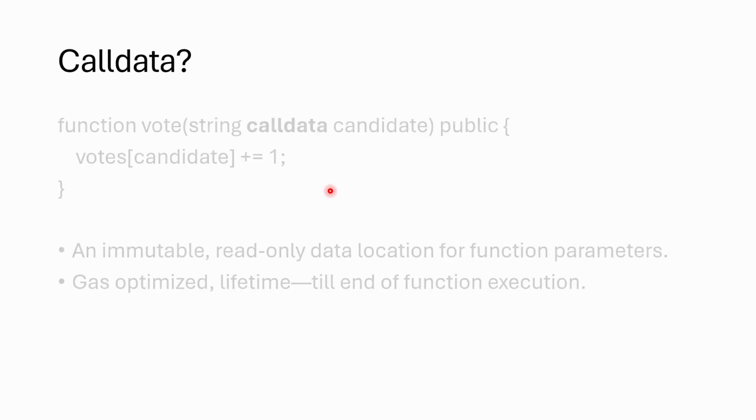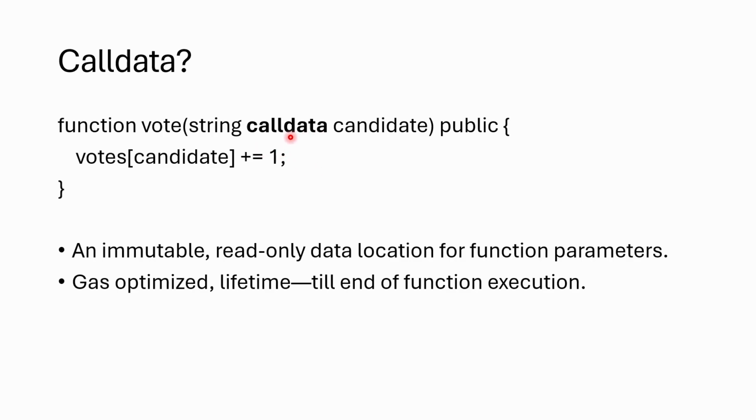Now, if you have seen our smart contract, there is an argument of type calldata. So what's the meaning of calldata? Calldata means that the argument candidate is scoped, or its lifetime is only within the invocation of this vote function, and that it doesn't take up much gas. It is optimized just to pass the value to the body of the function. So a gas optimized way of specifying parameters is known as calldata.